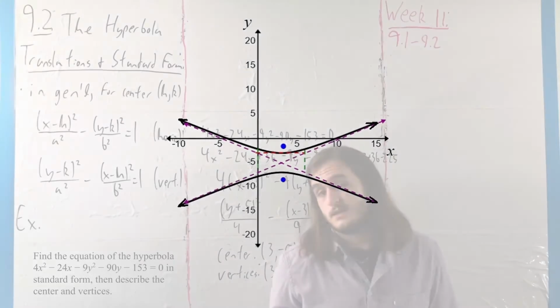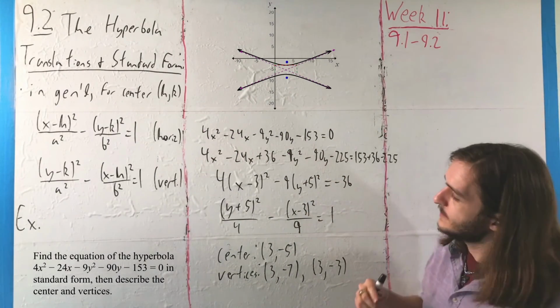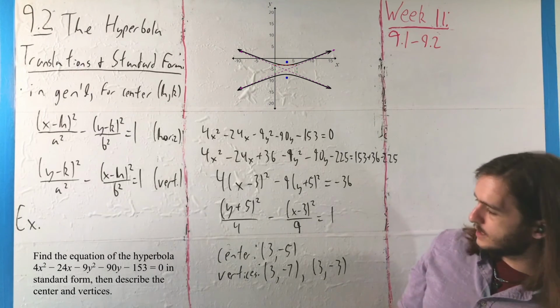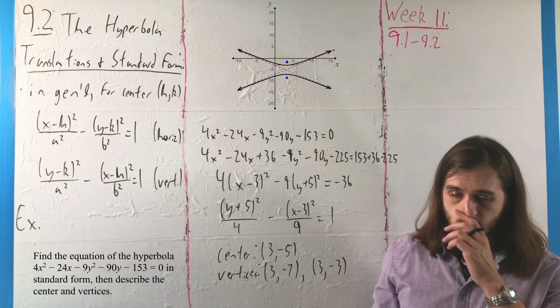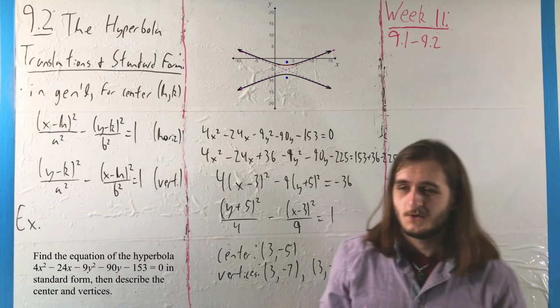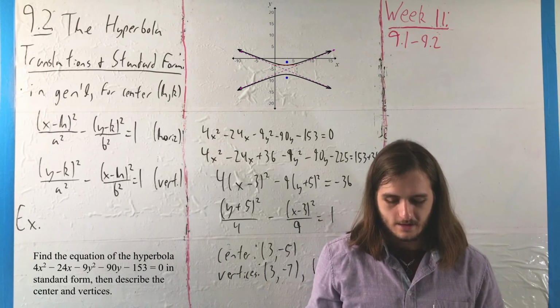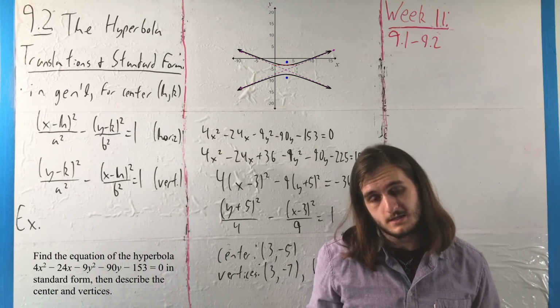And then if we wanted to get the foci, just for the sake of having them, because they're nice to have sometimes, we would have that c squared is equal to 4 plus 9, so they would be plus and minus root 13 away from the center. Those aren't nice numbers, but they are numbers at the very least.